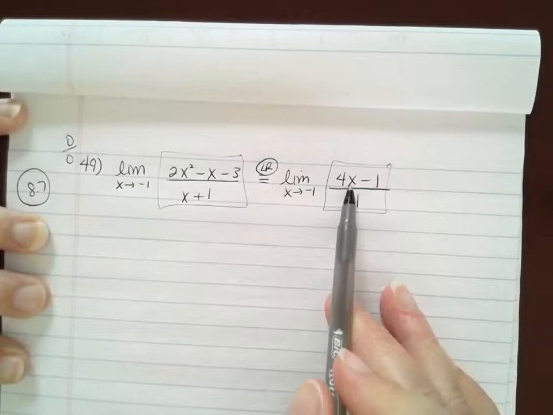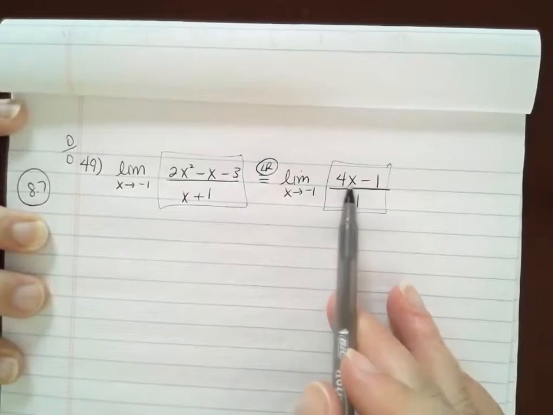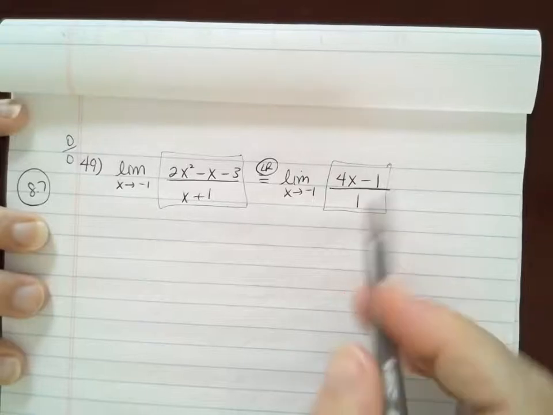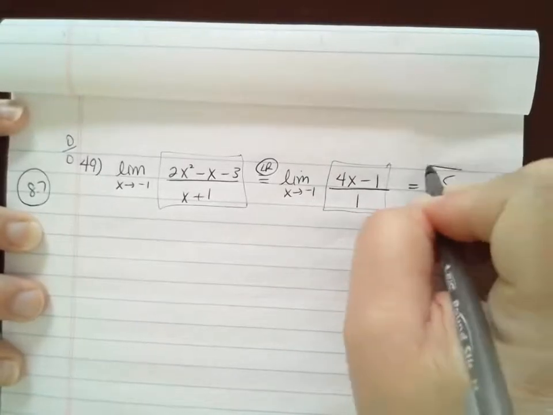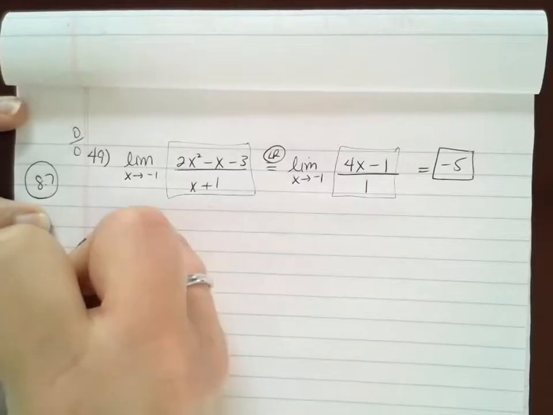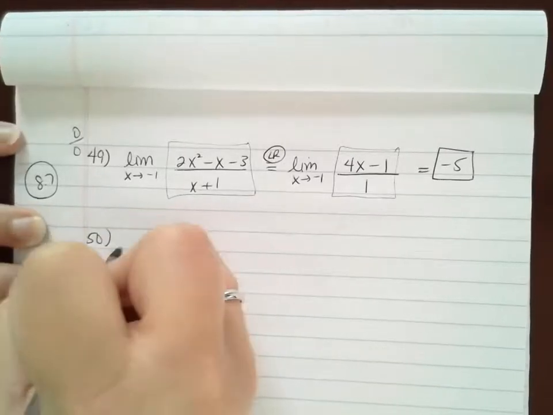The derivative gives us 4x minus 1. When I plug in -1, I get -4 minus 1, which is -5. Done. Once I'm able to evaluate it, then I should do so.